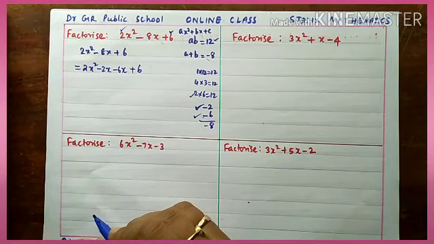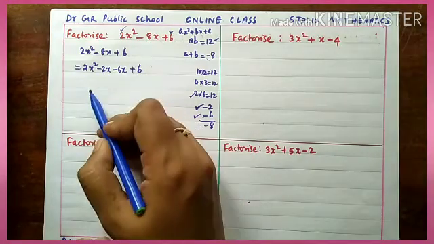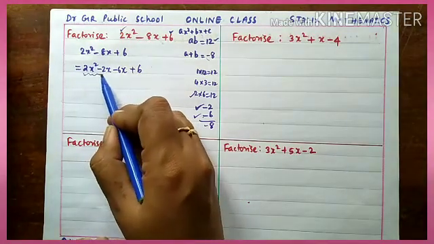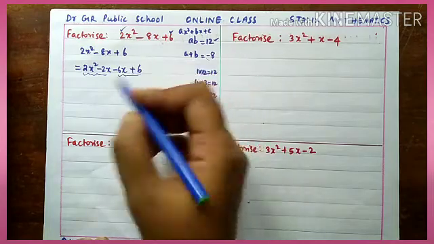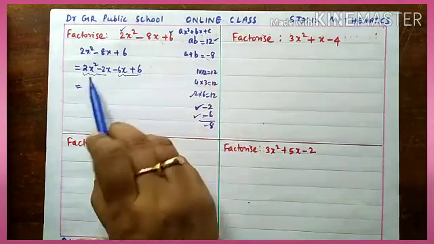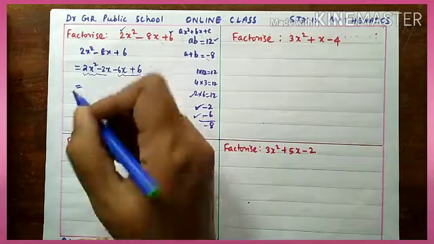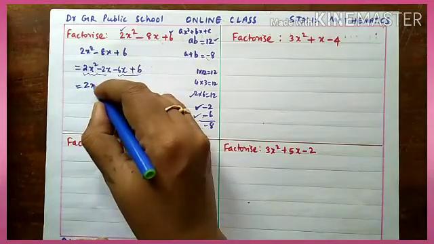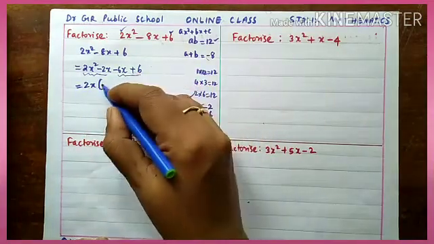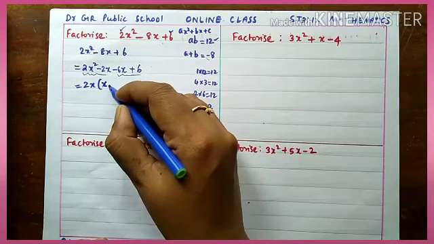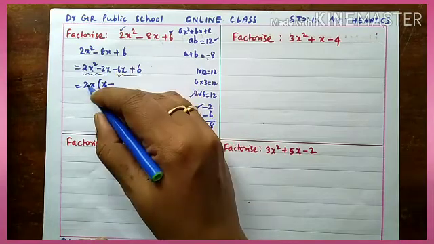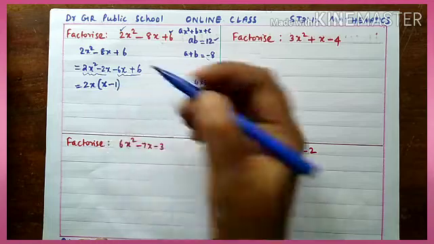Now what do you want to do? By grouping, you want to find the common term. So we want to group the first two terms and the next two terms. In the first two terms, what is common? 2 is common and x is common. So you can take 2x outside and start a bracket. The remaining is x minus 1, since 2x is taken out. So here 1 is left.